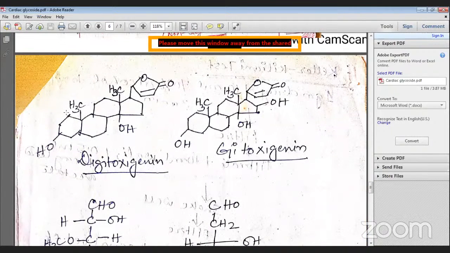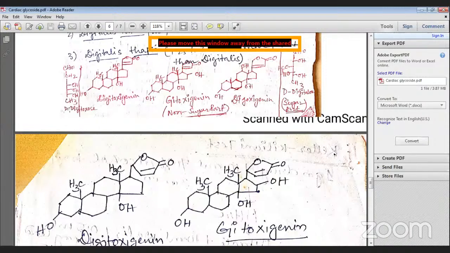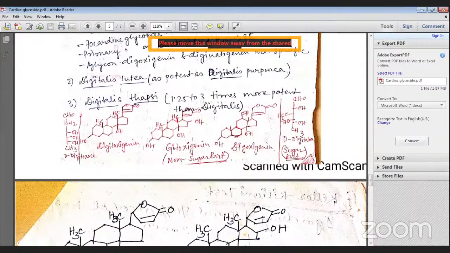One more thing: this is the C3 position of the aglycone part. Here, the sugar part will be attached in the final glycoside structure. This sugar part will be attached at the C3 position of the non-sugar part, or the aglycone part, and will form the main glycoside. Next.